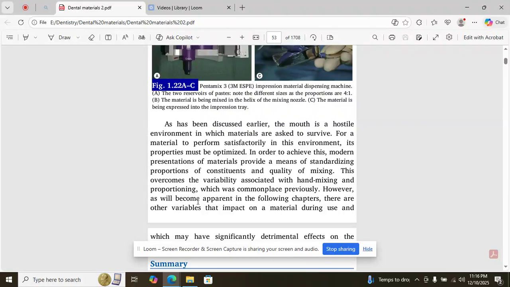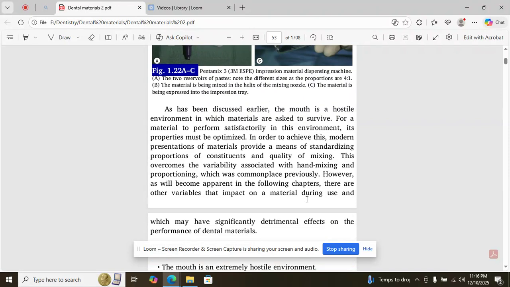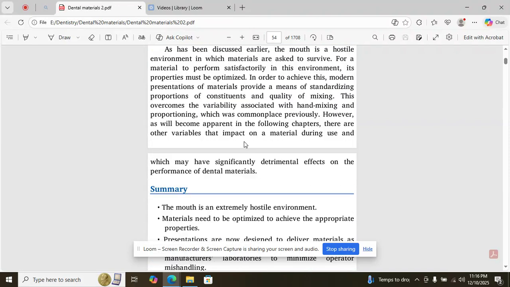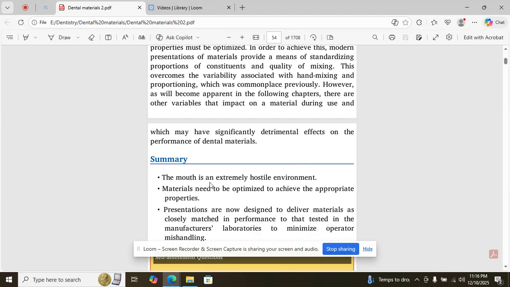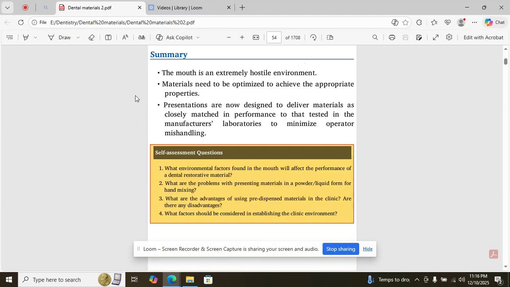However, as will become apparent in the following chapters, there are other variables that impact on a material during use and which may have significantly detrimental effects on the performance of dental materials. Summary: the mouth is an extremely hostile environment. Materials need to be optimized to achieve their properties. Presentations are now designed to deliver materials as closely matched in performance to that tested in the manufacturer's laboratories to minimize operator mishandling.